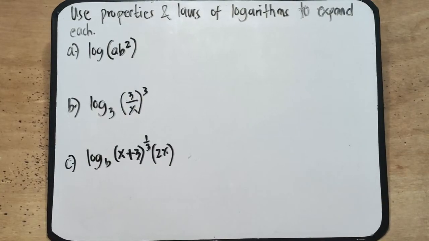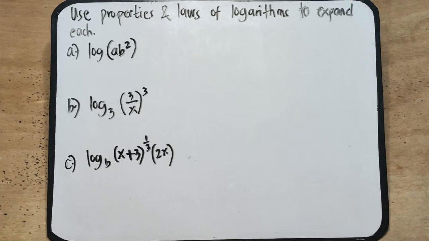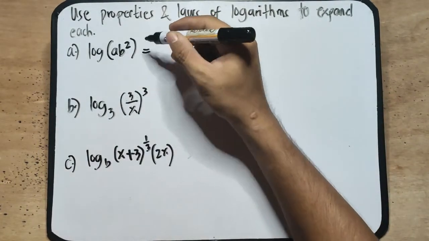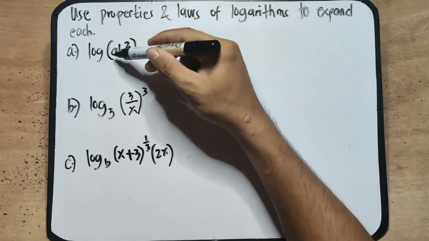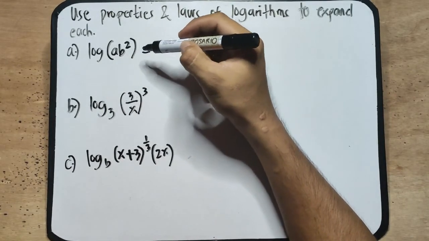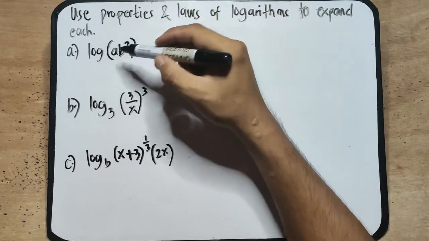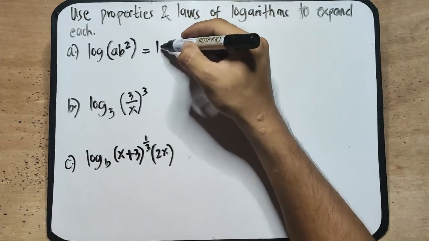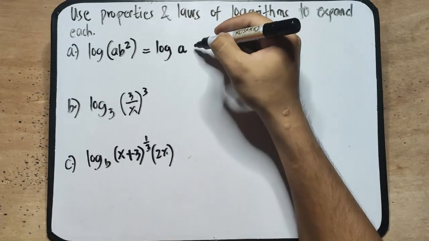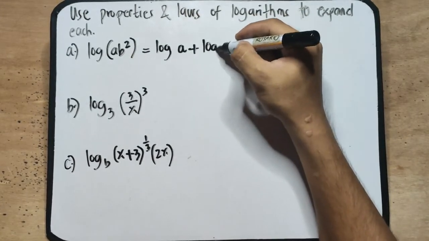In this example, we use properties and laws of logarithms to expand each expression in terms of the logarithms of the factors. Assume each factor is positive. So item A, we have log of AB squared. Since multiplication yung operation nila, we can expand this by separating these two through addition. Syempre, lalagyan natin ng term na log. So, we have log A plus log B squared.